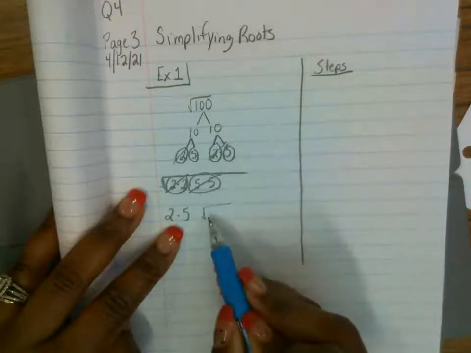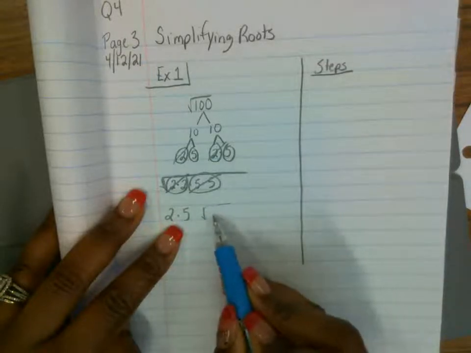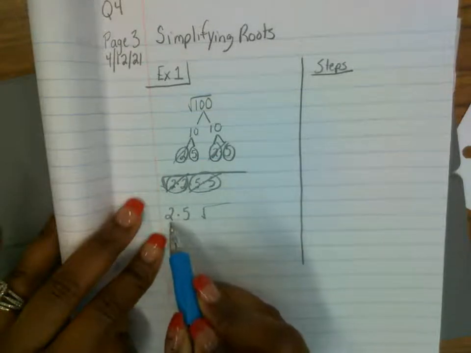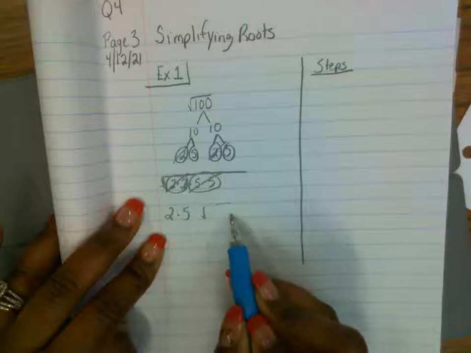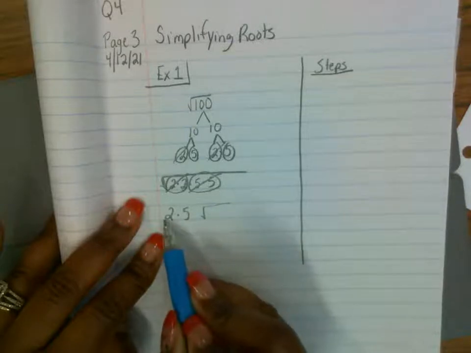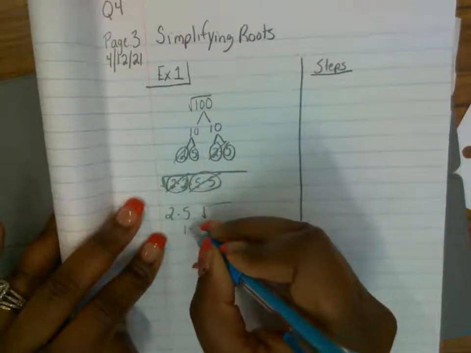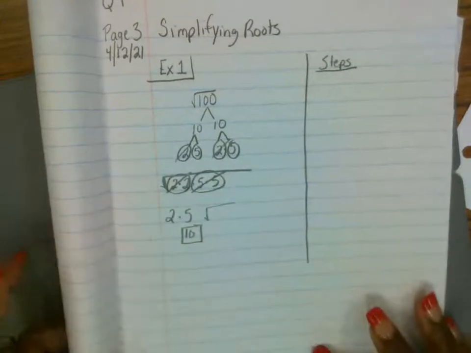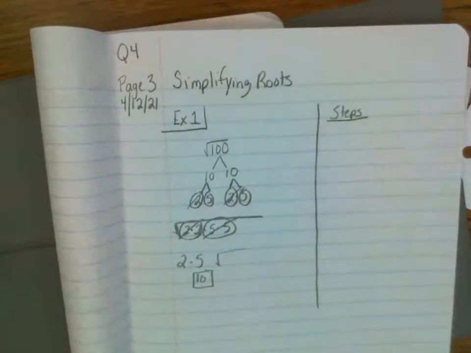The numbers that are left under the radical, we multiply together. The numbers that are outside of the radical, we multiply together. Nothing here to multiply under the radical, but here we can multiply these 2, and that gives us 10. So 10 is going to be our answer. Please make sure that you copy that. And tomorrow we'll write in the steps. Okay?